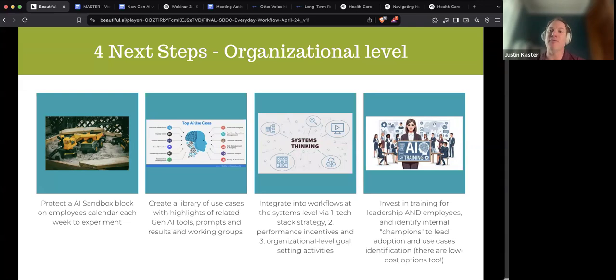So I'll just go through a few thoughts here as we wind down the webinar, which is some next steps, right? Some next steps at an organizational level. As I mentioned, we've got to think systems here. So protecting time for your employees to experiment is super powerful. Give them that time on the calendar to look into their workflows, to experiment with generative AI. That's something you can do at an organizational level in your business. As you identify use cases and workflows, create prompts, create tools that people can just copy and use.